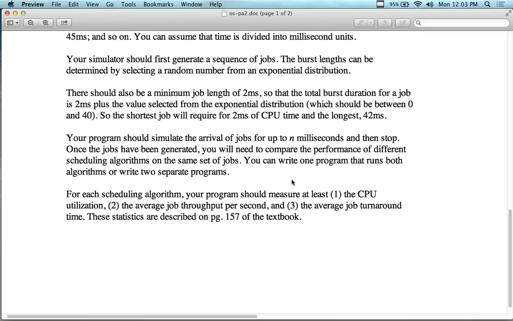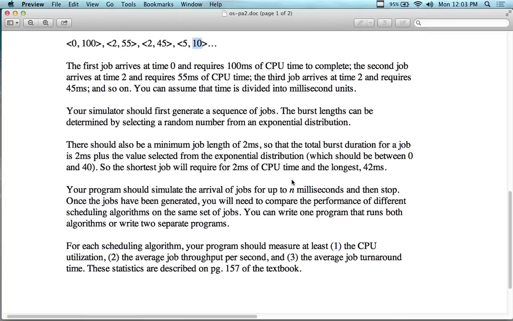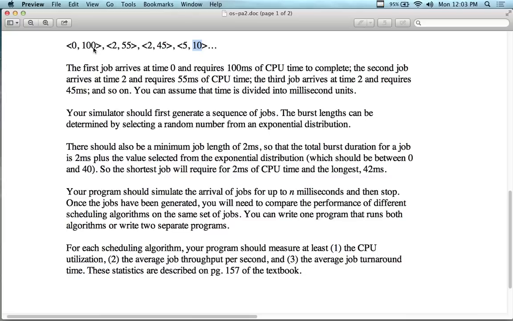There should also be a minimum job length of 2 milliseconds, which means you don't want this to be 1 or 0. If it's 0, why is it in the scheduler? So put 2 on there, 2 or more. So the total burst duration of the job is 2 milliseconds plus whatever value is selected for the exponential. So don't really worry about the components here.